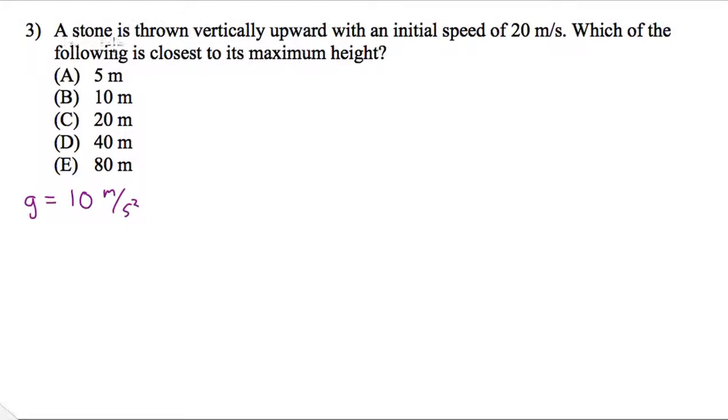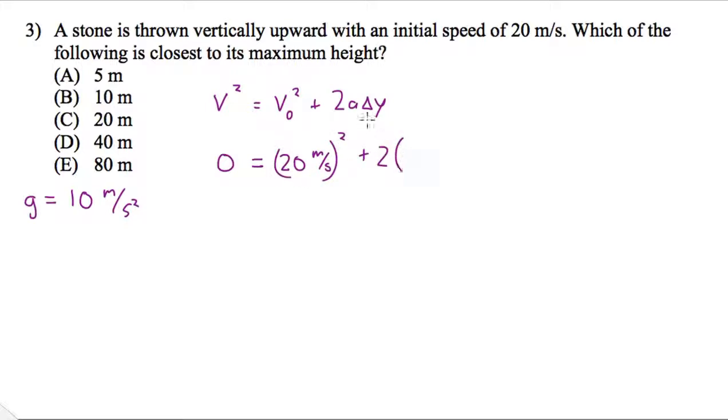So in this problem, for example, a stone is thrown vertically upward with an initial speed of 20 meters per second. Which of the following is closest to its maximum height? This is a kinematics problem, so v final squared is v initial squared plus 2a delta y in this case. So your final velocity when you reach the maximum height will be 0 squared, and then it's thrown initially at 20 meters per second, squared, plus 2, and then for g, I'm going to use negative 10 meters per second squared, times h max.